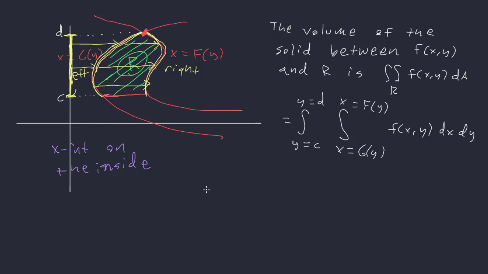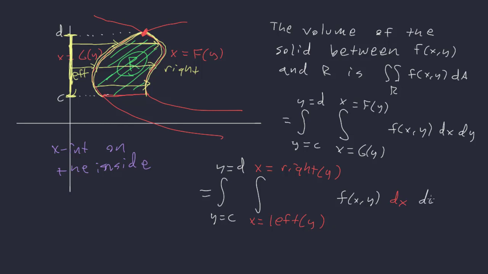So like before, I will often write this as the integral from y equals C to y equals D. Then, this is usually how the book writes it, but I tend to just think of it as x goes from left of y to x equals right of y. F of x y, this part doesn't change. Then it will be dx dy, and we will do the x integral first in this situation.